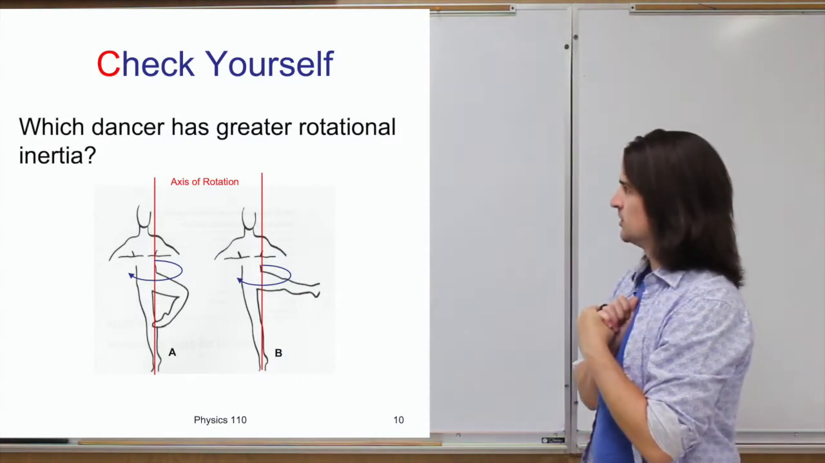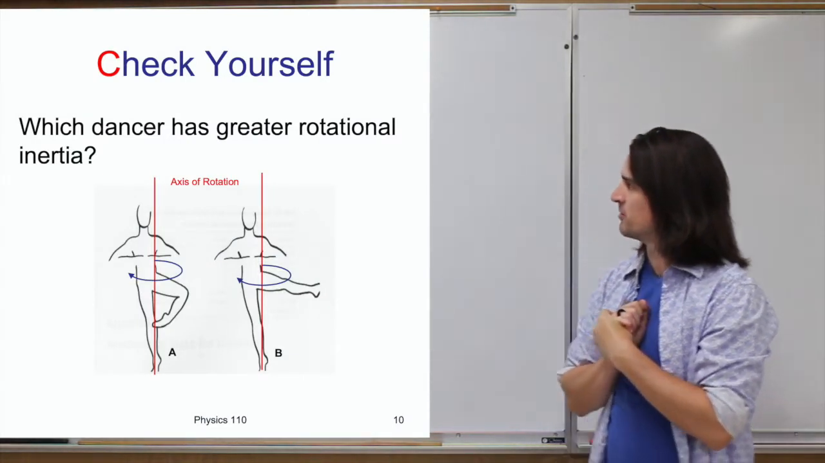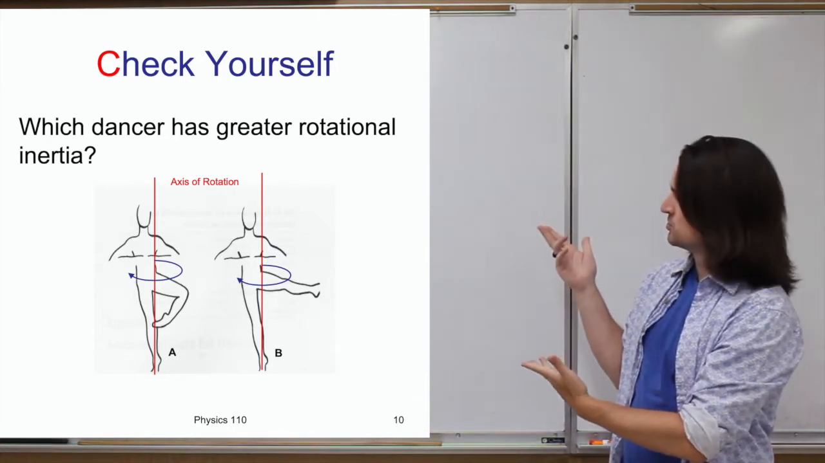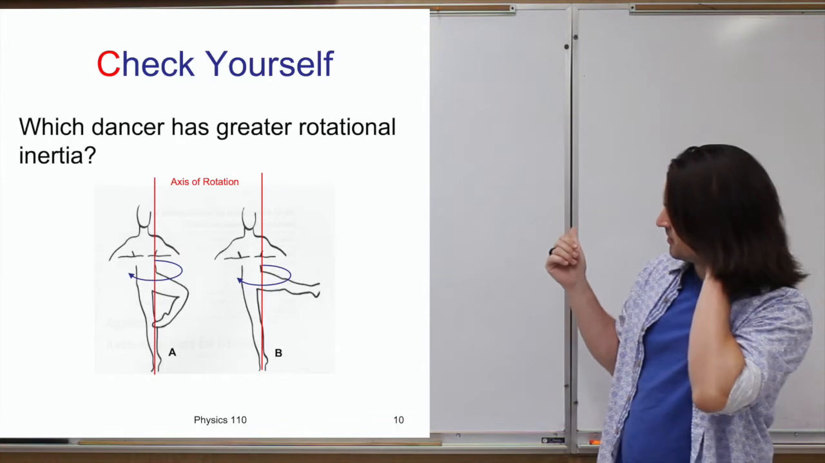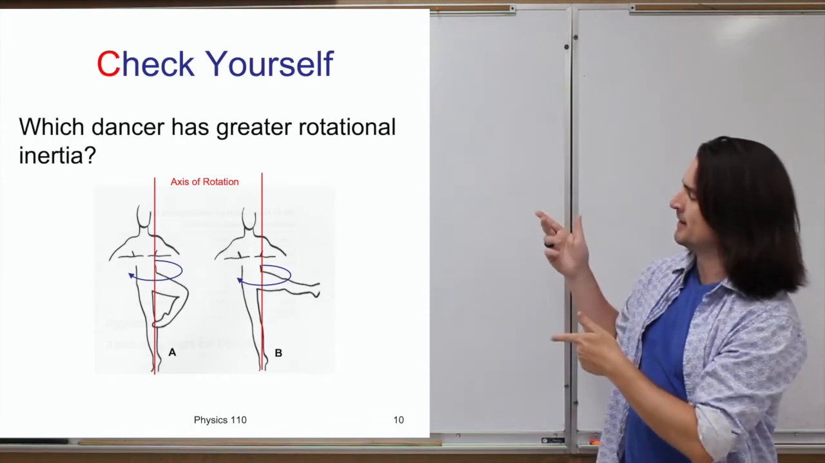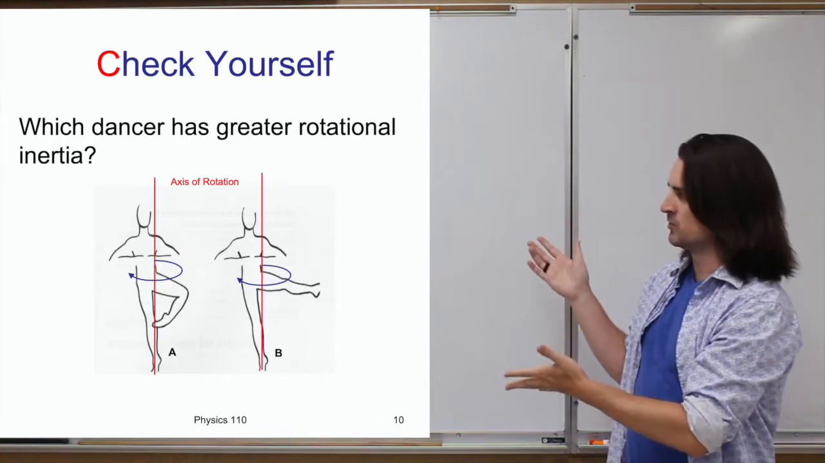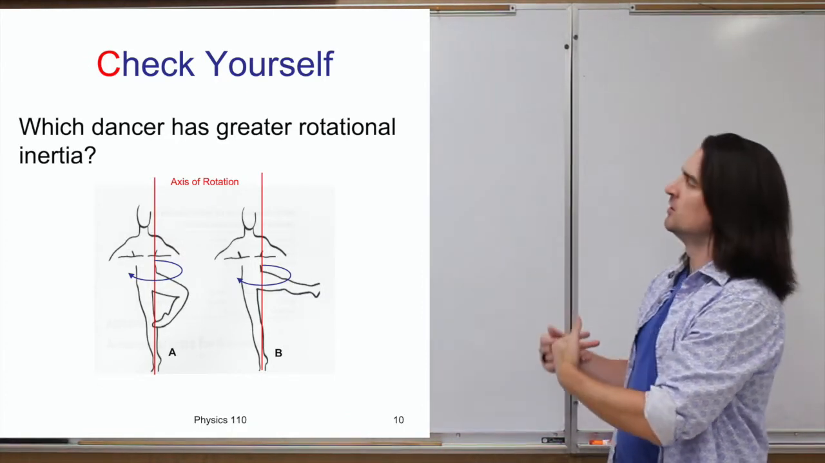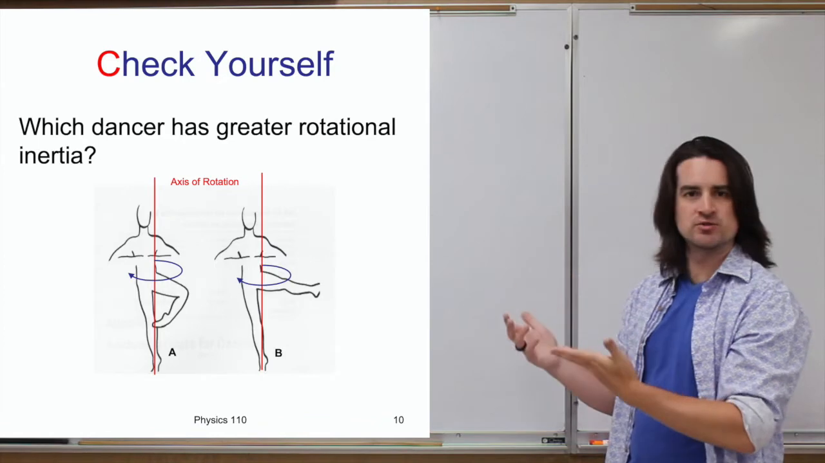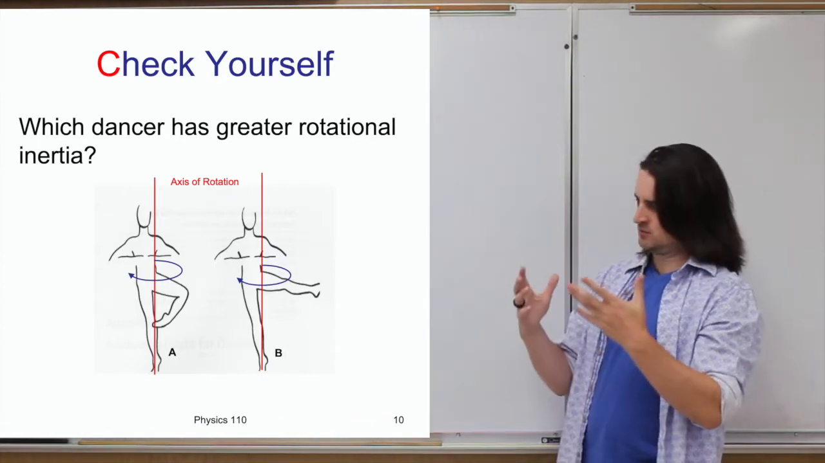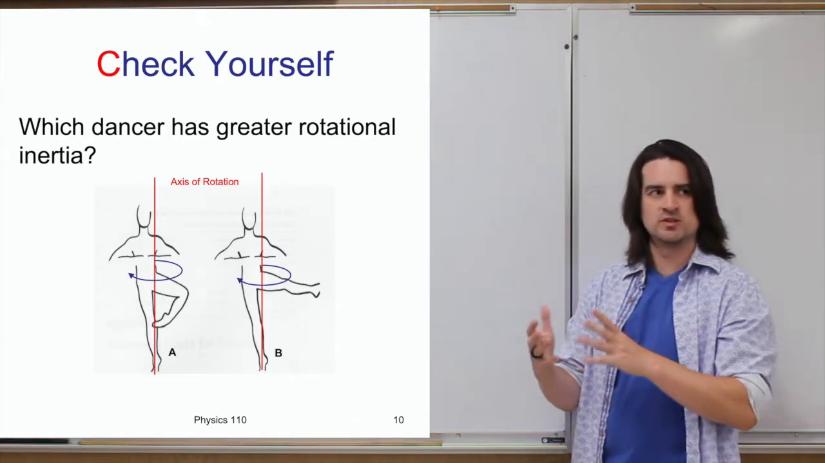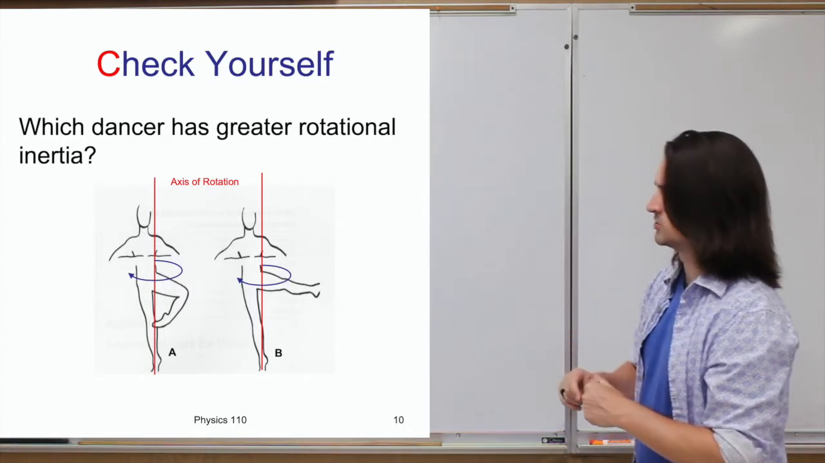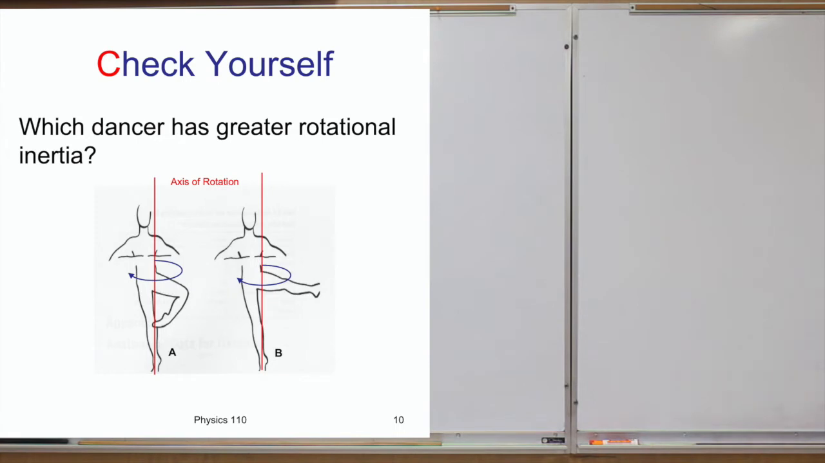Okay, so let's try a little question about rotational inertia. You have these two situations of probably a ballet dancer, looks like. And I just want to know which of those situations, A or B, will have a greater rotational inertia, right? So which one's more resistant to being rotated? So take a second, give that a shot.